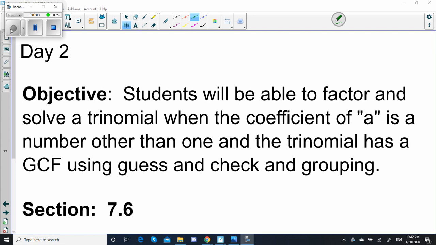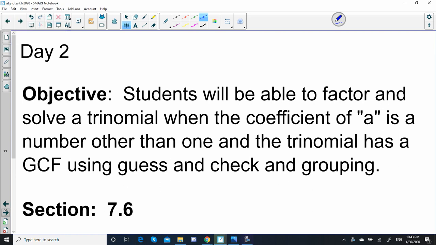We're still going to be factoring trinomials that have a number other than 1 up in front for A. We'll be using guess and check and grouping like we did on Monday. And today we're going to add in a step in front of the main factoring that we've been learning about, taking out the GCF. So we're going to combine what we did in 7.4 and what we did yesterday in 7.6, and we're going to do it all in the same problem. So let's give this a try.